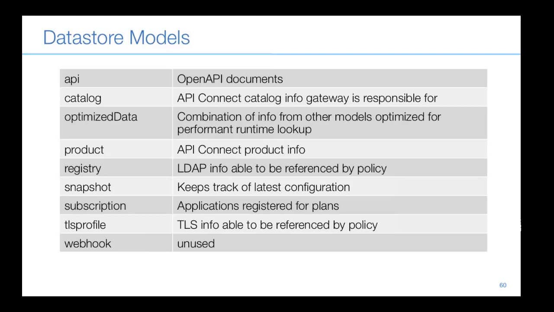And optimized data is what happens when we gather up information, either from the file system or from API management: we create a separate model that's optimized for runtime lookup. If we had to query each one of these models for the relevant information at runtime, it would get pretty slow. So once information gets updated, either in API or product or subscription, we process that information and populate the optimized data model, and that's the one the micro gateway uses the majority of the time at runtime.